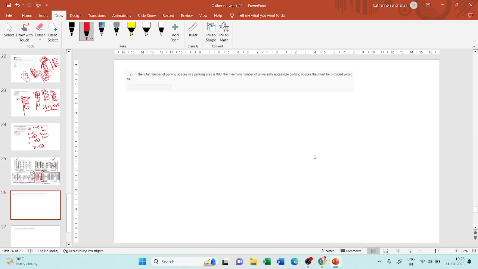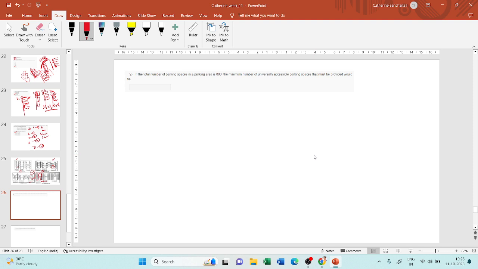And why do they call this as universally accessible parking spaces? Is because that parking space can be occupied by people who are physically fit, okay, physically fine, okay.